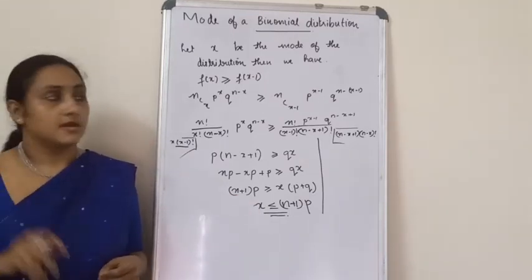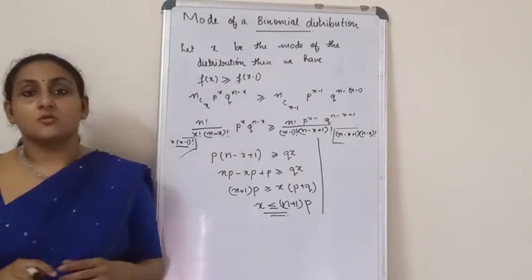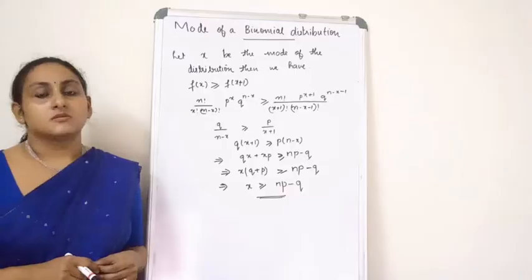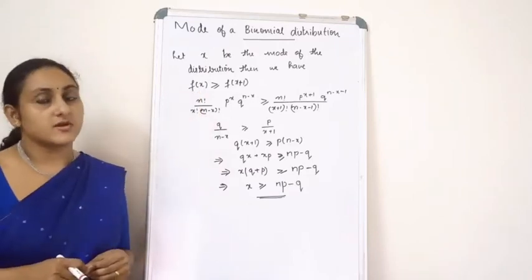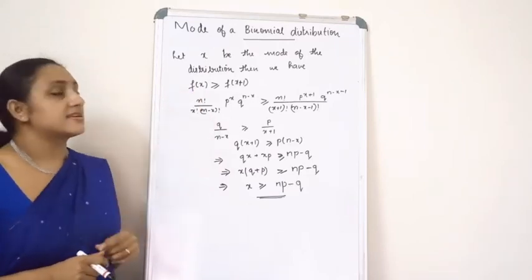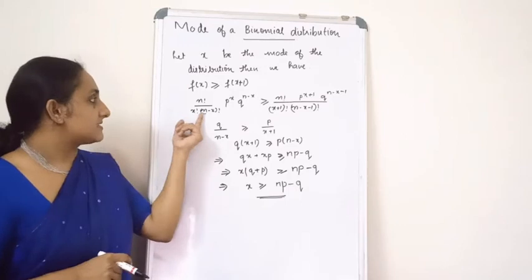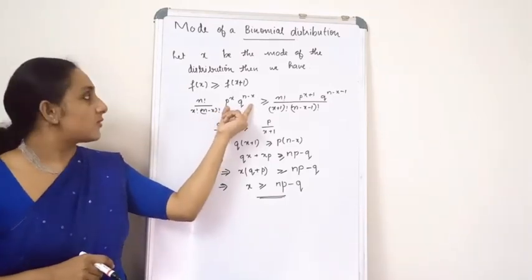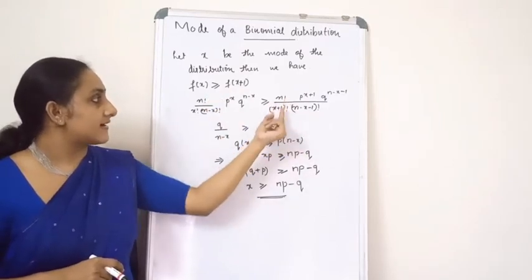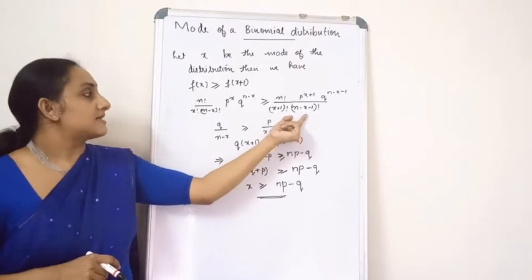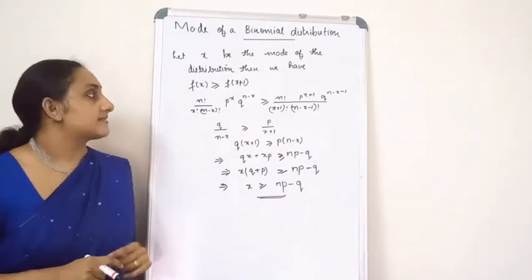But we have only checked the first inequality. Next we will have to check the second inequality, and yes, in a similar manner. So the second inequality is f of x greater than or equal to f of x plus 1. Here, instead of f of x I'm going to write n factorial divided by x factorial into n minus x factorial, p raised to x q raised to n minus x. And instead of f of x plus 1 I'm going to rewrite it as n factorial by x plus 1 factorial multiplied by n minus x minus 1 factorial, p raised to x plus 1 q raised to n minus x minus 1.